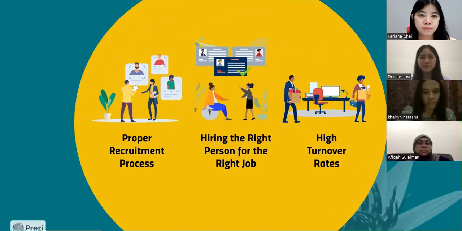So the first issue would be in terms of the recruitment processes, which is the first step in building a strong workforce. With ineffective recruitment strategies, the organization might have trouble sourcing for top talents, as mentioned by Fariana earlier on. Every stage of the recruitment process should be done meticulously, such as the interview stage, where organizations should make the effort to provide a good first impression, and really portray what the organization's culture is like.